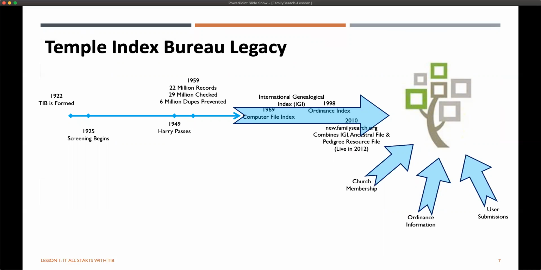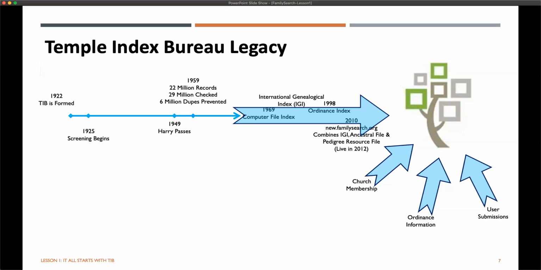These tie into FamilySearch. They do not house that data. That data is owned and maintained by the church itself. It's just a data connection. And then there are user submissions. So people can go in and add information.